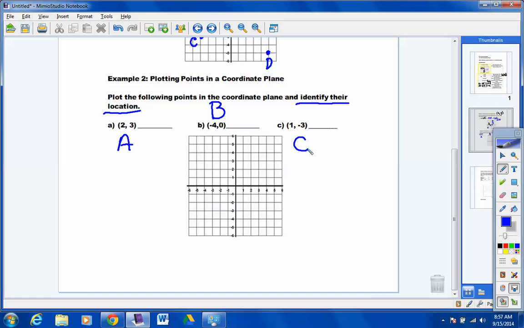All right, done or not? Let's go ahead and roll. Guys, this is the first point, 2 comma 3. How do I get there? Go to the right 2 and up 3. No, right 2 and up 3. So right 2 and up 3. Everybody agree? Okay, this will be the point A.